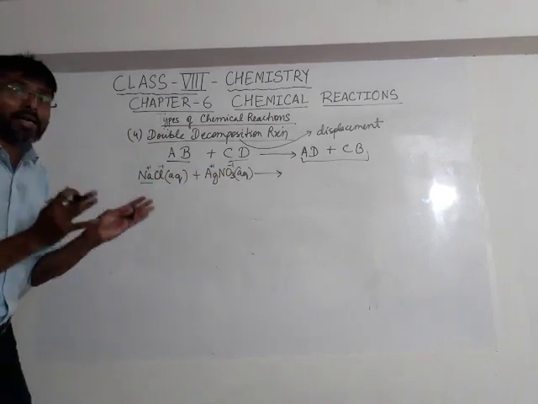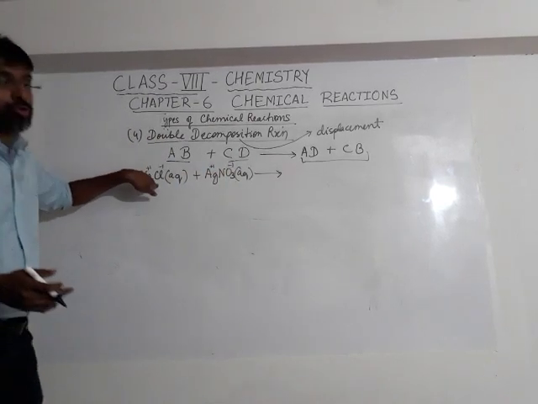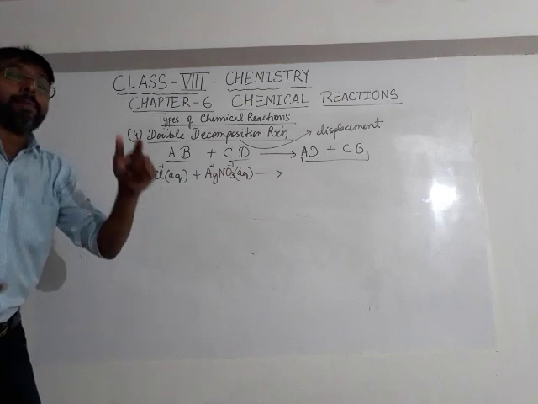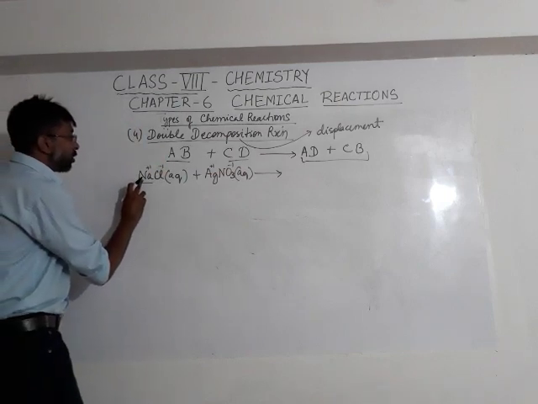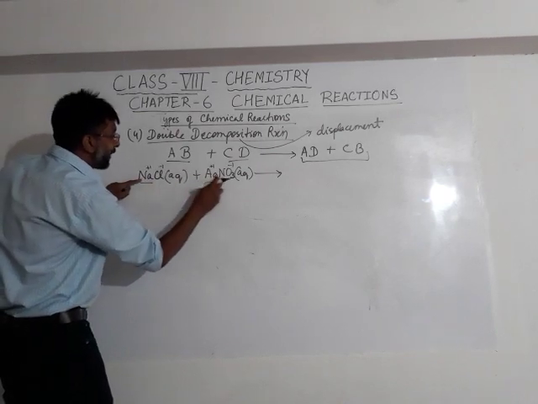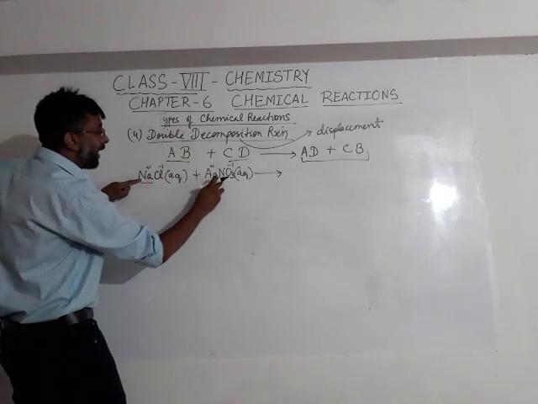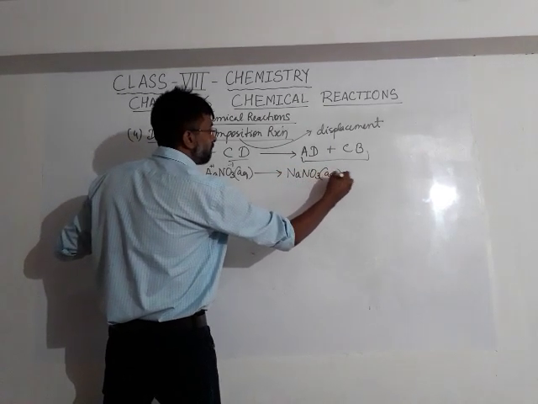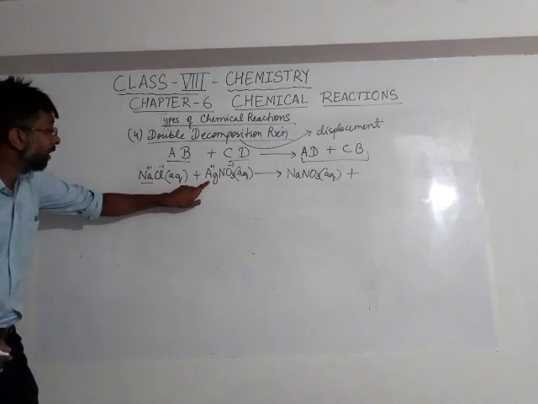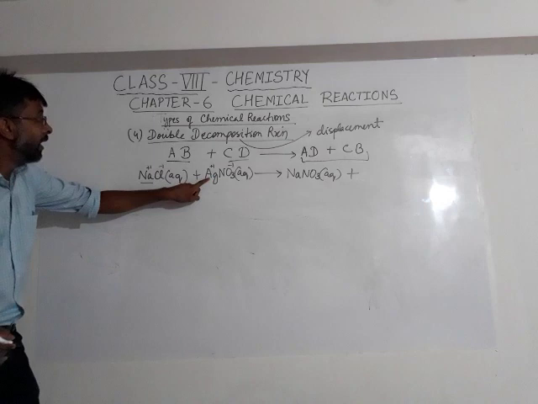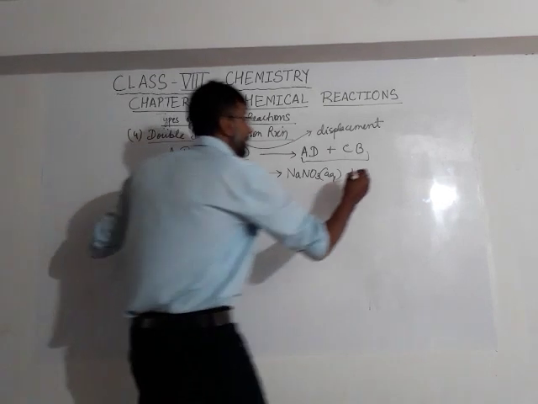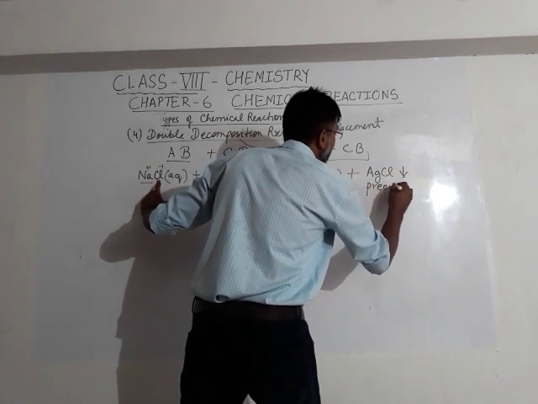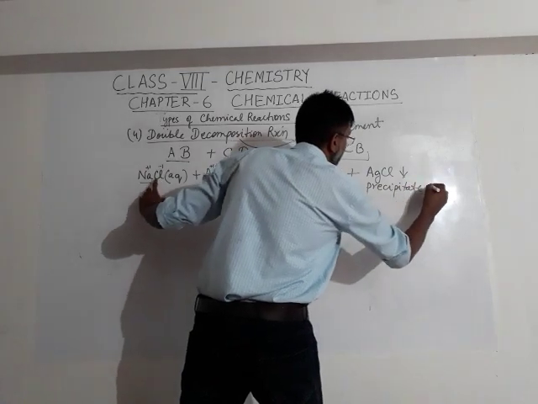Now, when I add sodium chloride solution to silver nitrate solution, then a double displacement reaction occurs by the exchange of the radicals. So this sodium will leave chloride and go and combine with nitrate. It forms sodium nitrate, NaNO3, in the solution, plus this silver, which is the metallic ion in the second reactant, combines with the chloride to form silver chloride, AgCl. Now this silver chloride is a precipitate, an insoluble solid. It is white in color.